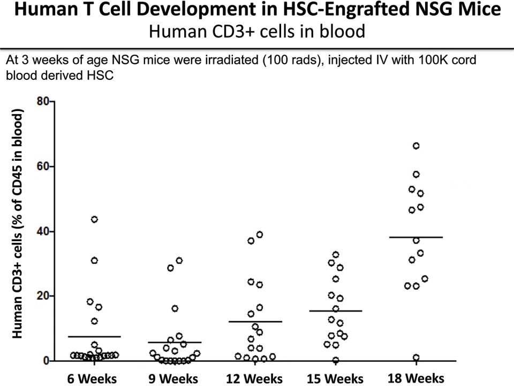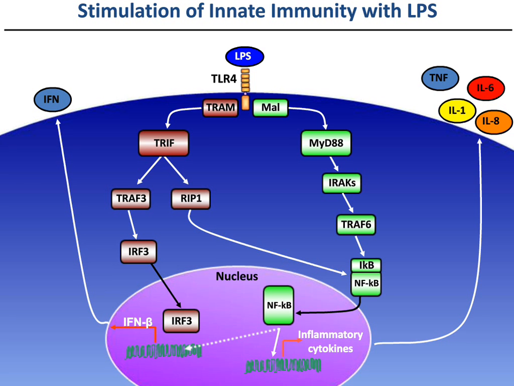So the data to this point really show that we can engraft human immune systems, including T cells, into these animal systems. So we really want to test overall functionality. And for this, we want to look at the innate immune response and the adaptive immune response. So let's talk about the innate immune response first. The way we wanted to examine the innate immune response that can be generated in these humanized mice is by stimulation of the innate immunity by lipopolysaccharide, or LPS.